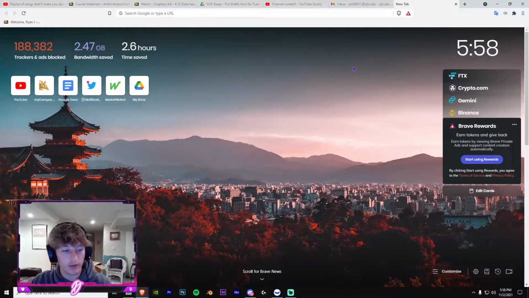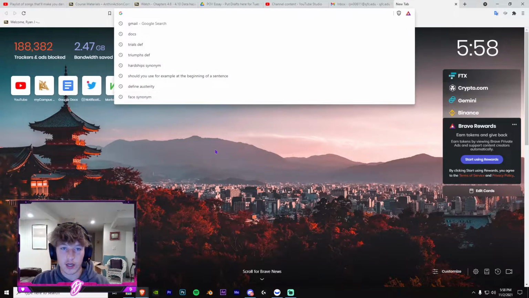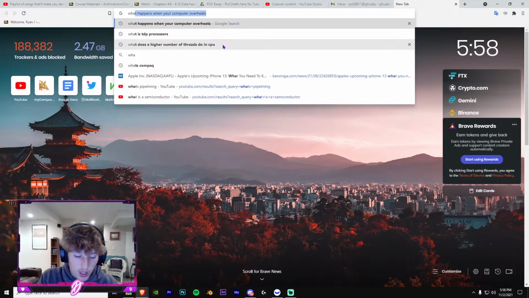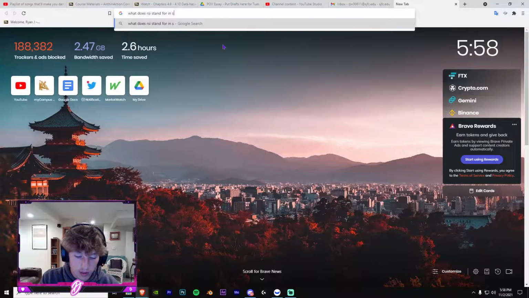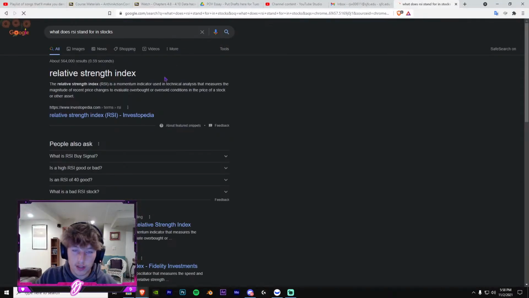Hey guys, so today we're going to be going over another indicator, and that is called the RSI. So if we look at RSI, what does RSI stand for in stocks? It stands for Relative Strength Index, and it says it's a momentum indicator used in technical analysis that measures the magnitude of recent price changes, blah blah blah.